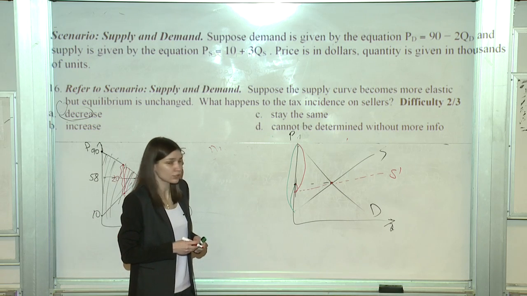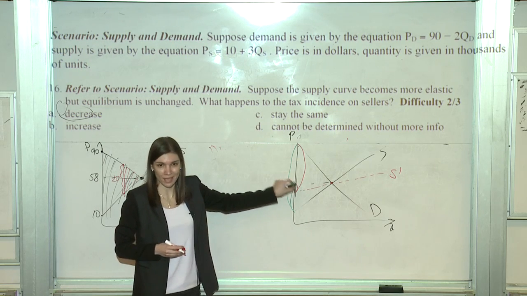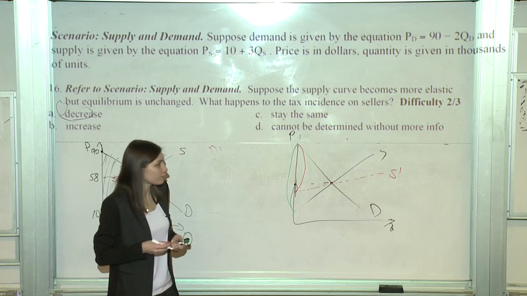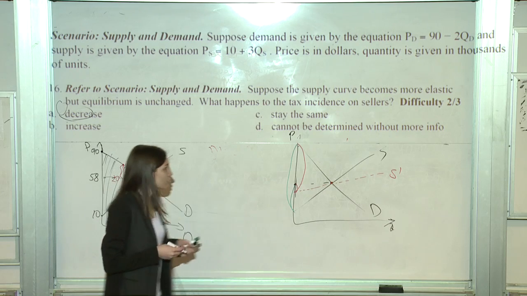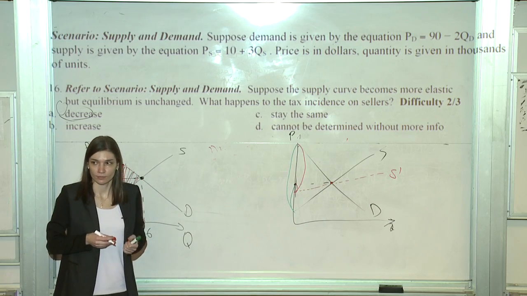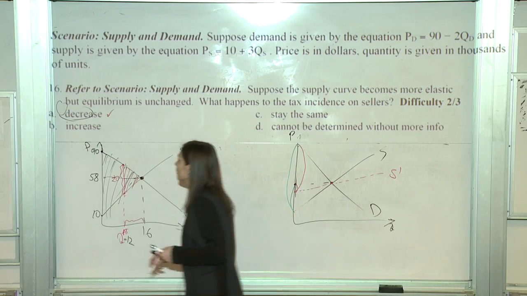Is it smaller or larger or the same? Smaller, right? So they're going to pay less of the tax now. They're going to be responsible for less of the burden of the tax. So the tax incidence on sellers is going to decrease. Okay, that's A.